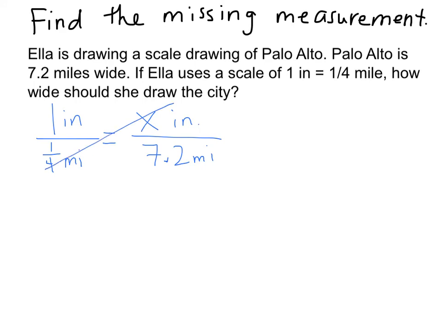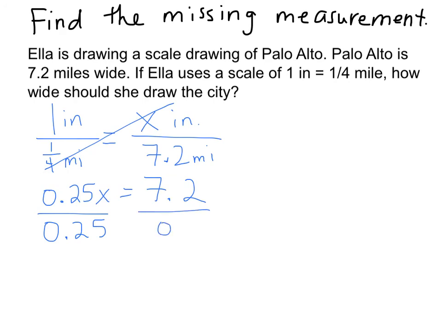So I'm going to do x times 1/4 or 0.25x equals 7.2. I'm going to divide both sides by 0.25. Divide by 0.25, and x equals 28.8 inches.